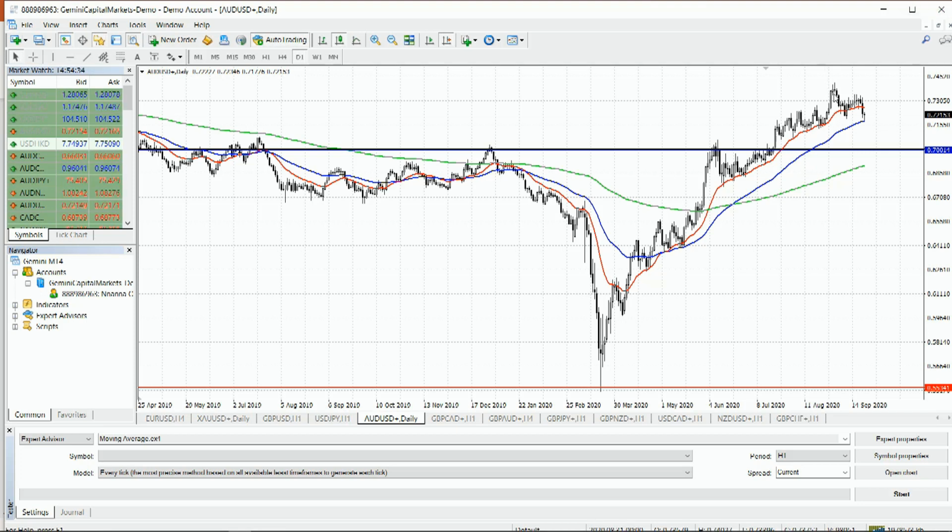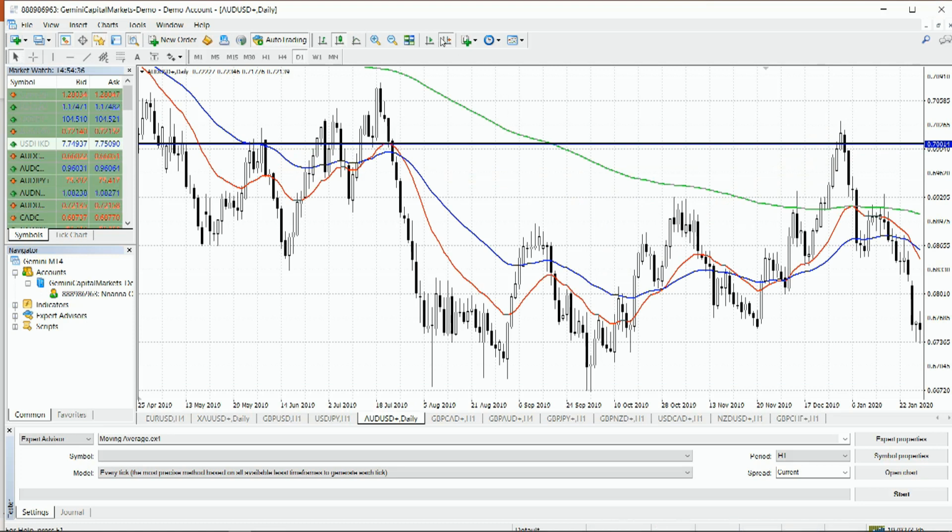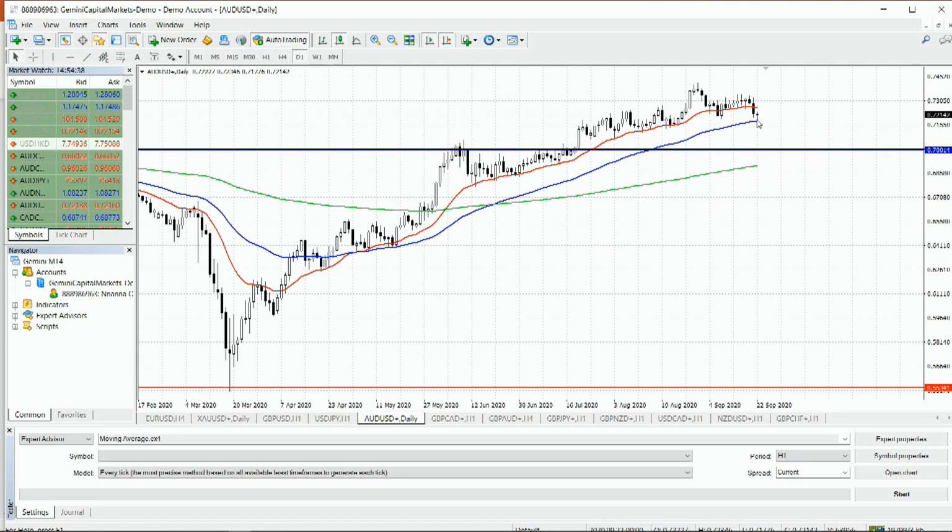Like here, you can see this is current. This is the live market, so you can see how the market just touched the 50 EMA, and it is rejecting price. So this is how you use these indicators.